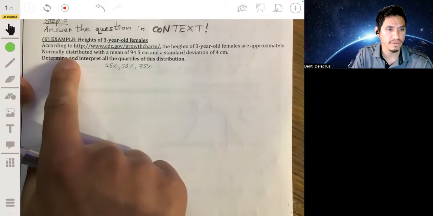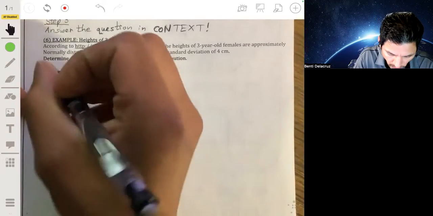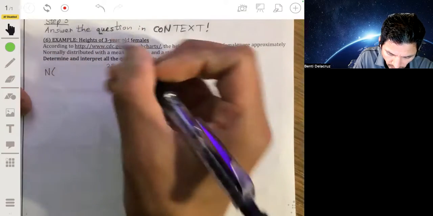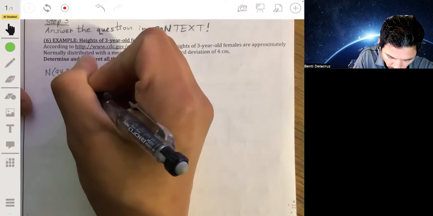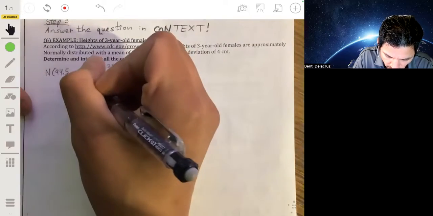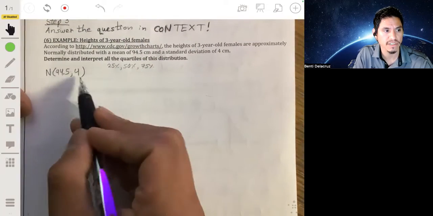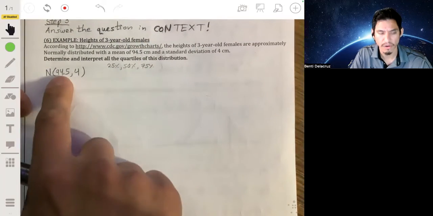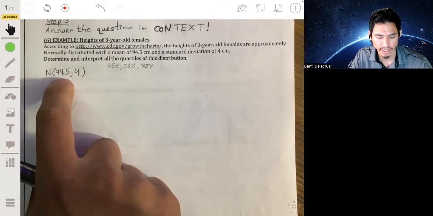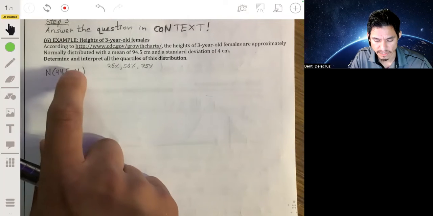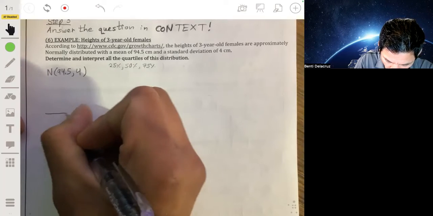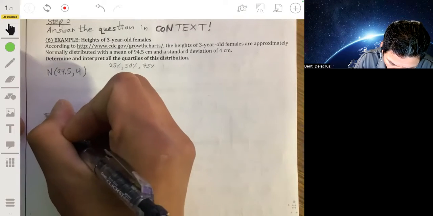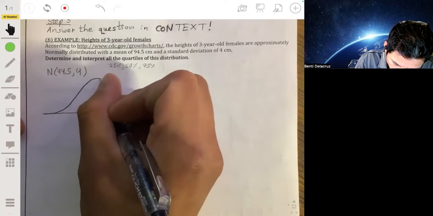And we're dealing with a normal distribution. So normal, with a mean of 94.5, comma, standard deviation of 4. Again, that's the notation we use to let others know automatically that the mean is 94.5, has a standard deviation of 4, and that it's normal. So let's draw a bell curve to get a visual of what exactly we're trying to figure out.